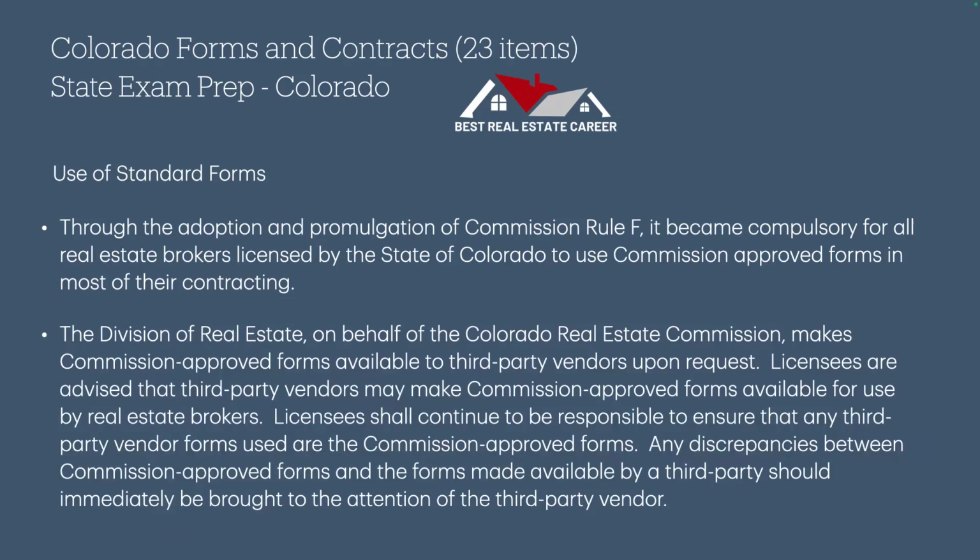Then here we go. Let's talk about the use of standard forms. Through adoption of Commission Rule F, it became compulsory for all real estate brokers licensed by the state of Colorado to use commission-approved forms in most of their contracting. And by most of the contracting, this is what it means. If the state of Colorado wrote us a form that fits, we must use it. We can't go and have a custom form created. We as real estate agents, we can't create our own forms.